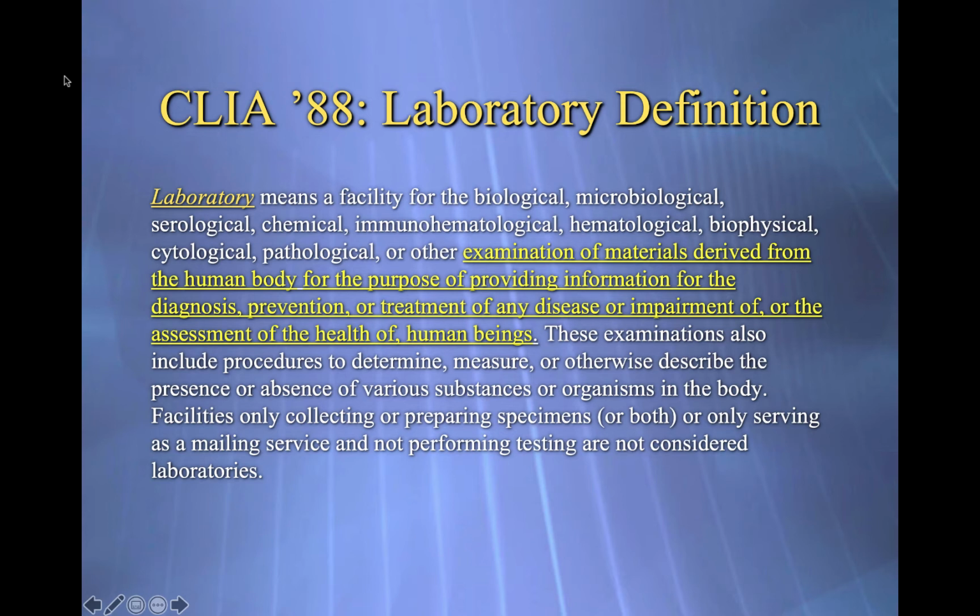Let's break this down a little bit and understand why certain laboratories aren't under CLIA. So materials derived from the human body. So it's got to be something from the human body. So it's not from animals. So veterinary laboratories do not fall under CLIA. Has to be from humans. And it is something derived from the body. It is blood. It is urine. It is CSF. It's a joint fluid. It's sputum. It's a tissue biopsy.